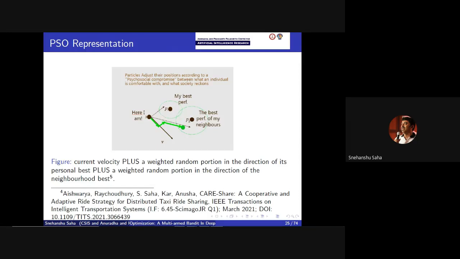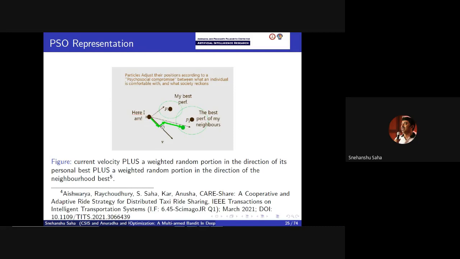So typically what happens is, I hope you can see this. So here I am, right? Okay. And somewhere over here is the best performance of my neighbors. So that's the global best. So what I do is that here somewhere in this direction, this is my personal best. And my initial velocity is in this direction. So I need to be updating the velocity, and I also need to be updating my previous position, right?